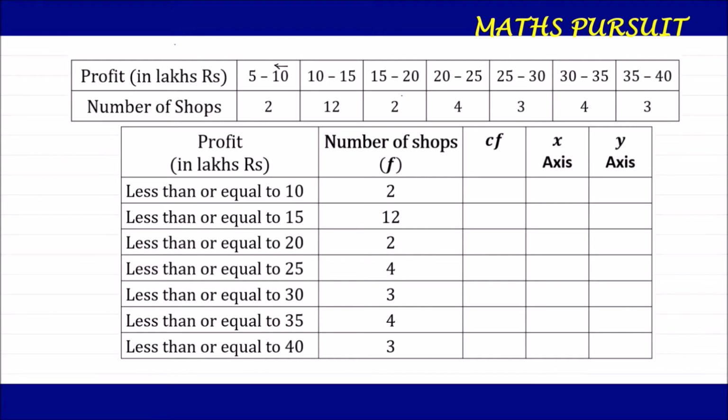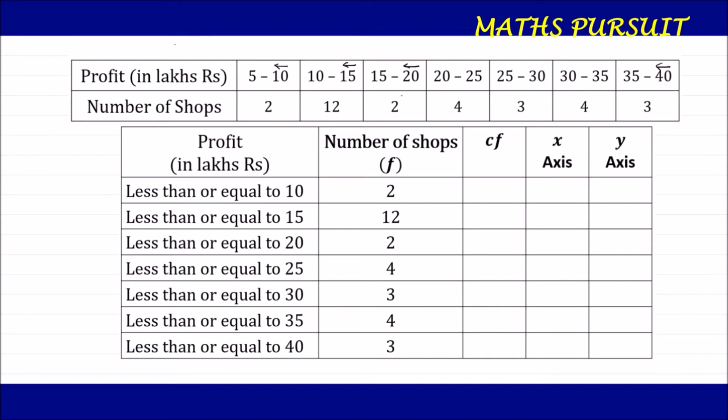Similarly, if you look at the second row, it is 10 to 15. That means here the data is less than or equal to 15. In the third row, the data is less than or equal to 20. Similarly, the next is less than or equal to 25, then less than or equal to 30, then less than or equal to 35, and finally we have 35 to 40. So our final data is less than or equal to 40, not more than 40.